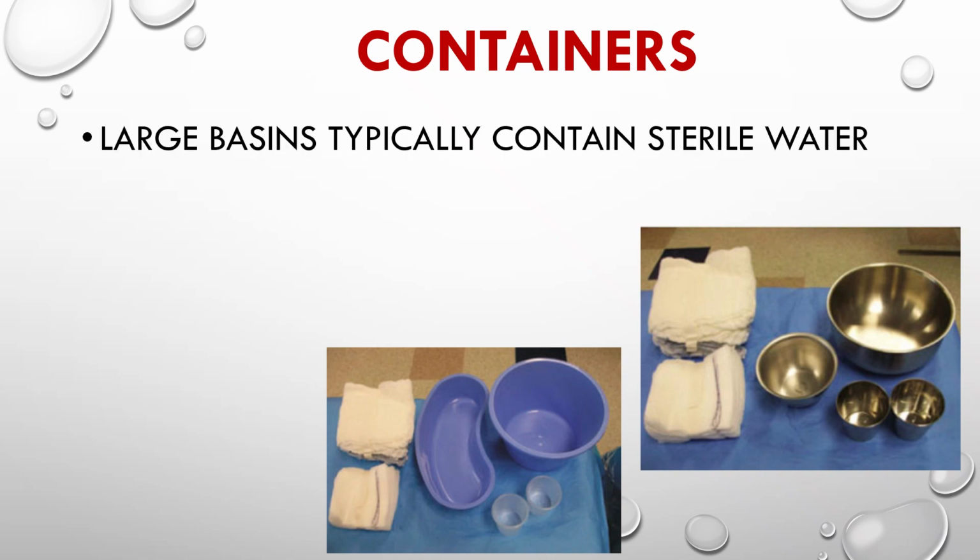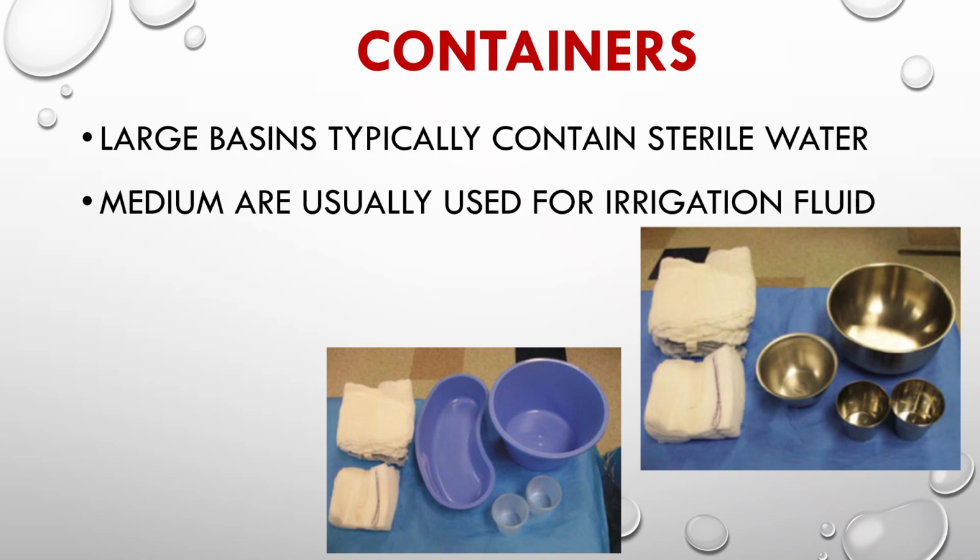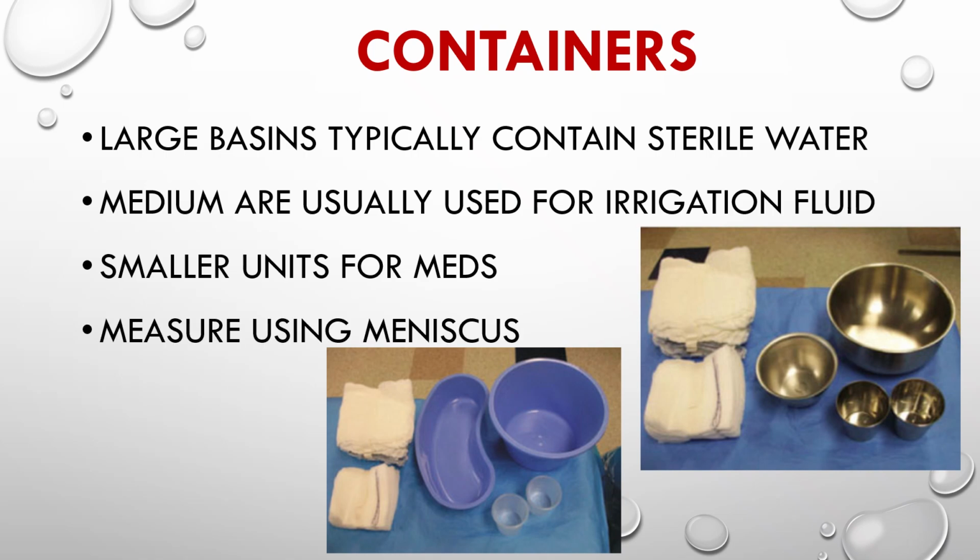Now different containers. So these mainly vary based on size. So the large bins typically have the sterile water. Medium is for those irrigation fluids. And finally, the smaller ones are going to be for the medications.